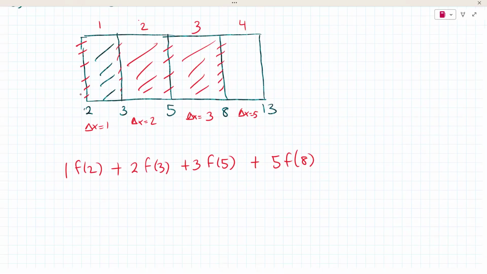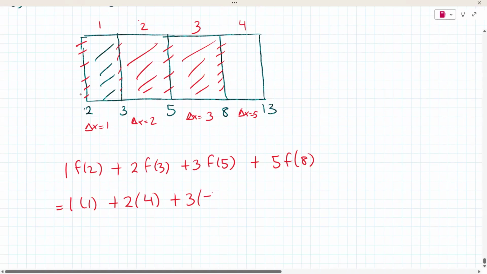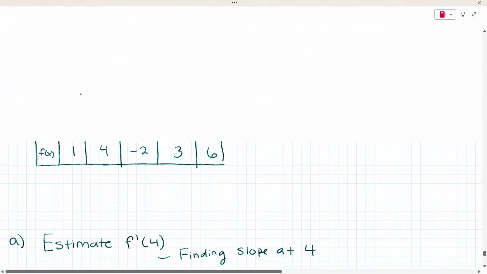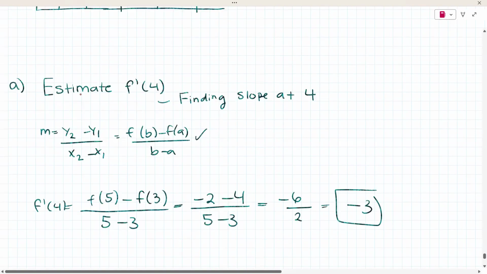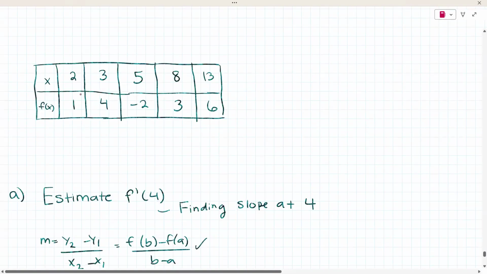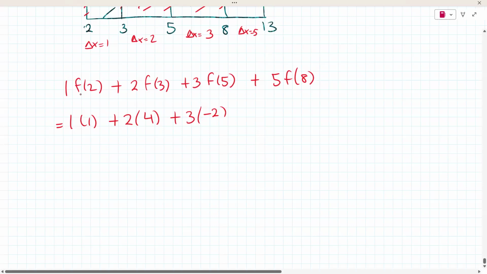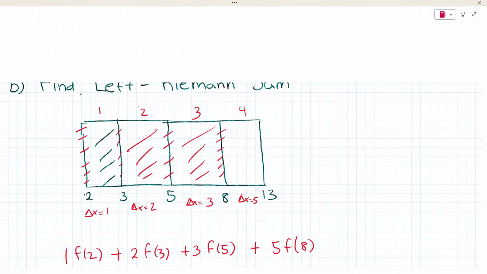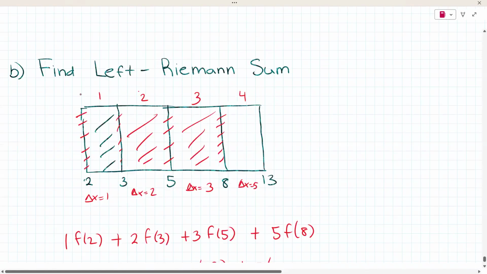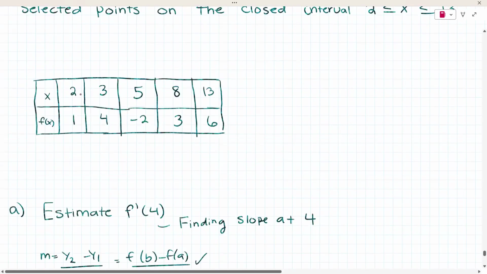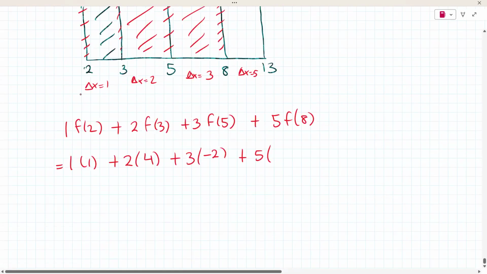Put it all together. f of 2 should be 1, plus 2 times f of 3, which should be 4, plus 3 times f of 5, which I believe is -2. So where am I getting these values? I'm looking at the chart. And then plus 5 times f of 8, which is 3. And when you put it all together, you should get 18.